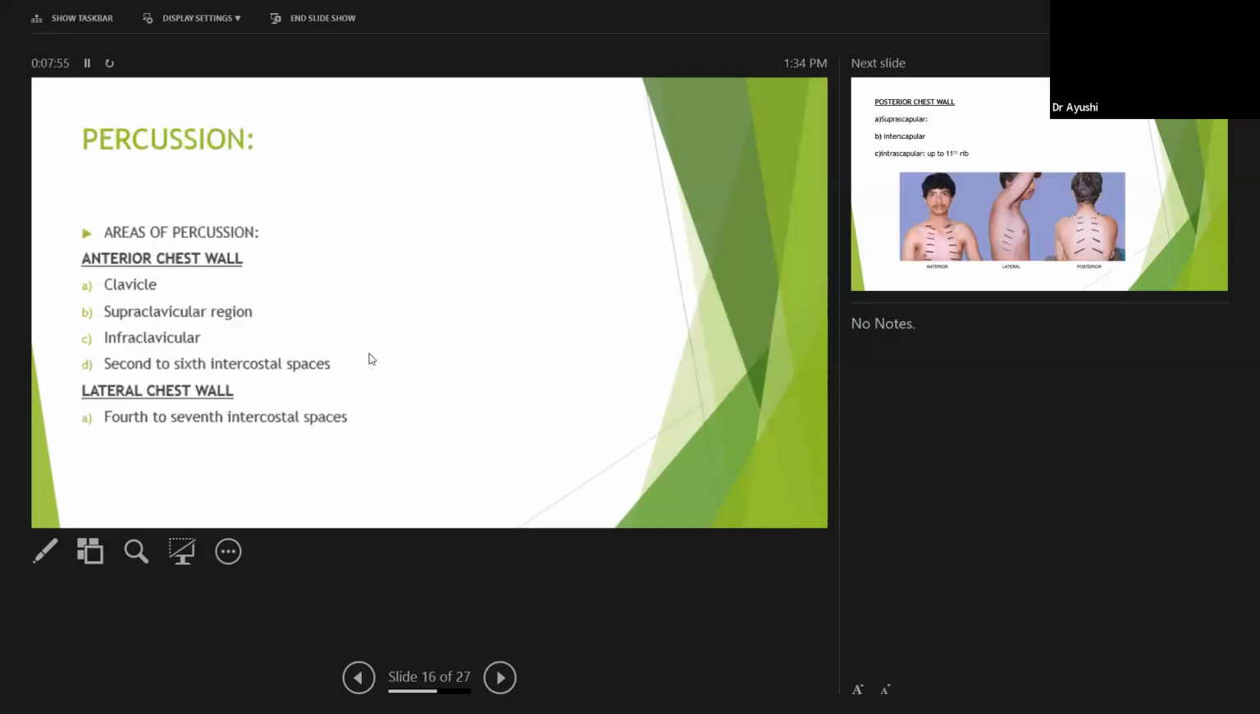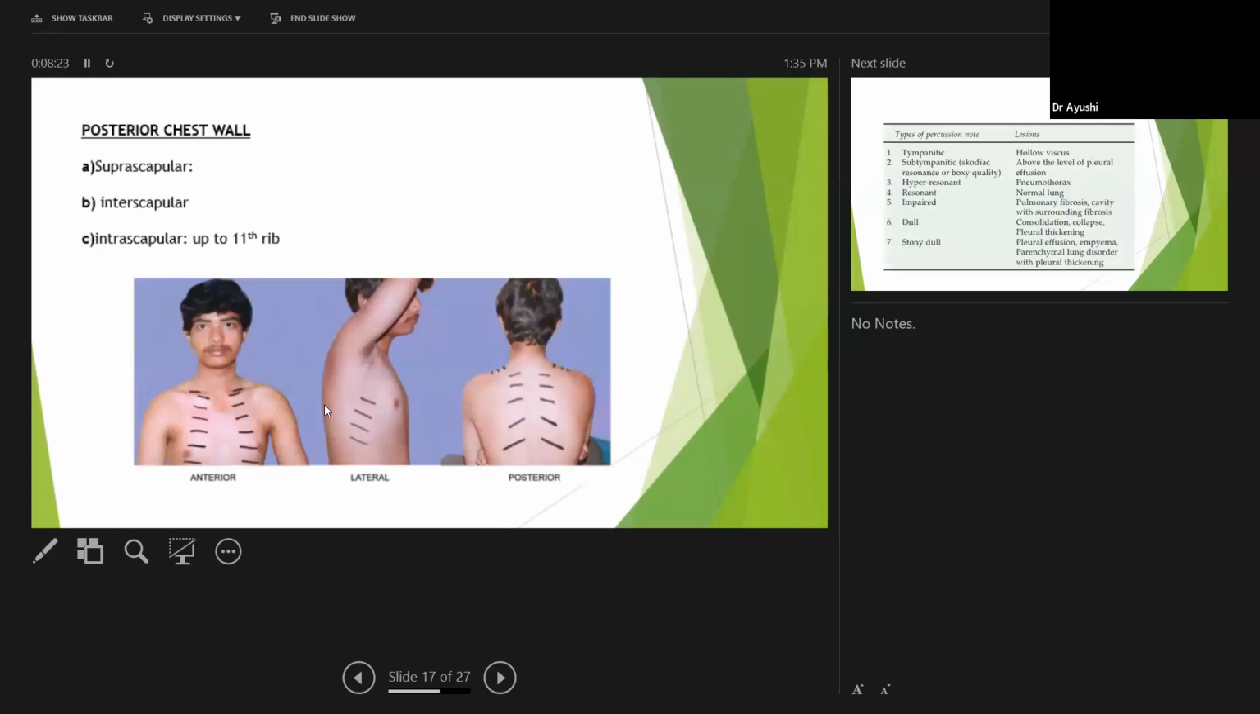Percussion. The finger which is placed on the chest wall is the pleximeter, and the finger with which we percuss is the plexor. There are a few areas: in the anterior chest wall, we percuss the clavicle, supraclavicular region, infraclavicular region, and second to sixth intercostal spaces. In the lateral chest wall, we have the 4th to 7th intercostal spaces, and posteriorly we have suprascapular, interscapular, and infrascapular areas. These are the areas.